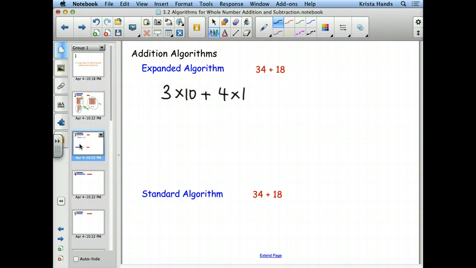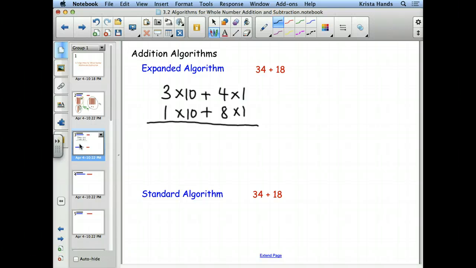And then you can do the same thing with the 18. So how would I write that? 1 times 10 plus 8 times 1. And if you were really doing this sort of in a concrete way, like we did in the last one, you can add, but you can only add place values together. So we can start on the right-hand side, we can start on the left-hand side. It doesn't really matter where we start. We're just going to add straight down.